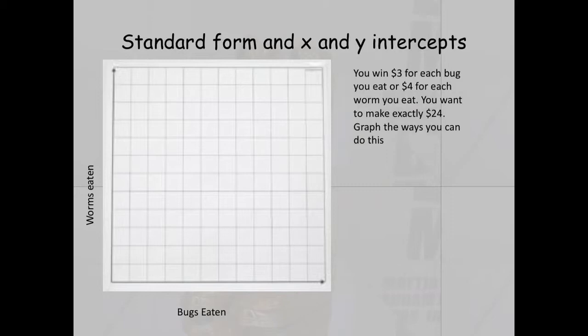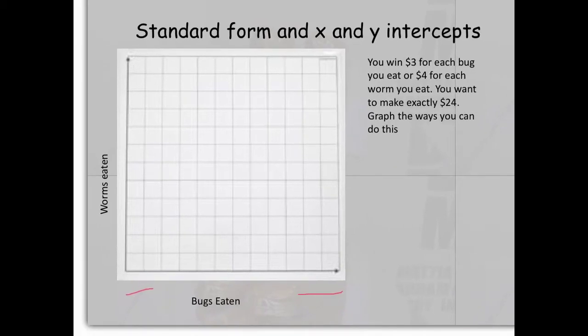Worms eaten is our y-axis, and bugs eaten is our x-axis. So you can make a table of values, figure out how many worms you can eat or bugs you can eat for this amount of money. But let's just think about the extremes. I'm going to say this is bugs and this is worms. I want to go for the extremes.